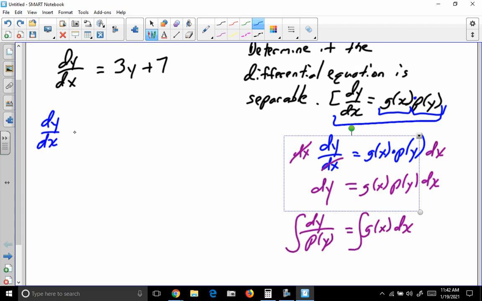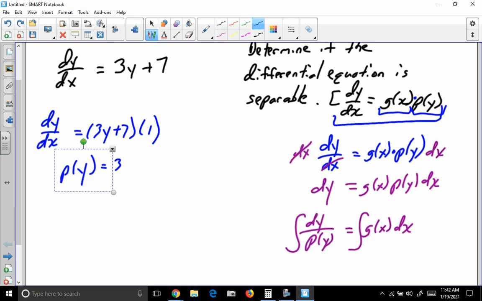In this particular case, we could rewrite it as 3y plus 7 times 1. Our p of y, our function of y, would be the 3y plus 7. Our function of x is just a constant. So we have a y part and an x part that are different factors. So we could move the dx over, move that factor to the other side, and we would be able to separate our y's to one side, x's to the other.